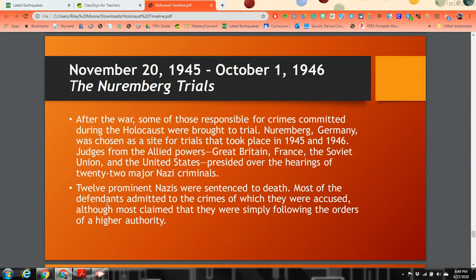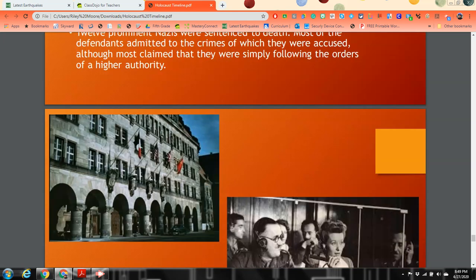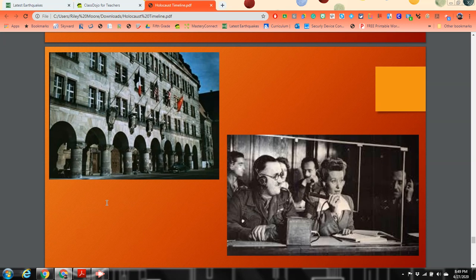There were four, as I said earlier: Great Britain, France, the Soviet Union, and the United States. They presided over the hearing, where 22 major Nazi criminals were tried. 12 prominent Nazis were sentenced to death. Most of the defendants admitted to the crimes of which they were accused, although most claimed that they were simply following the orders of a higher authority, which was Hitler. So this was where the Nuremberg trials took place.